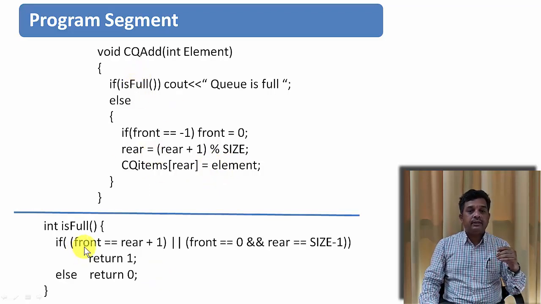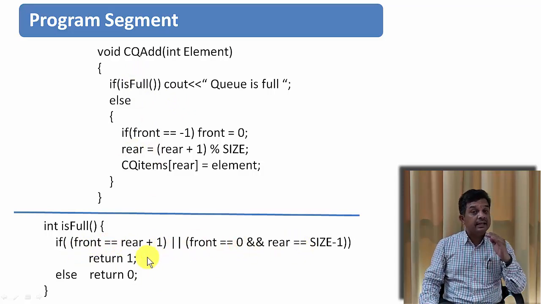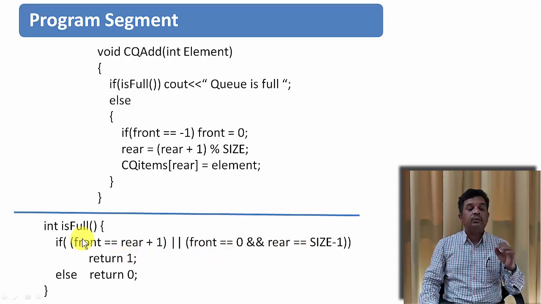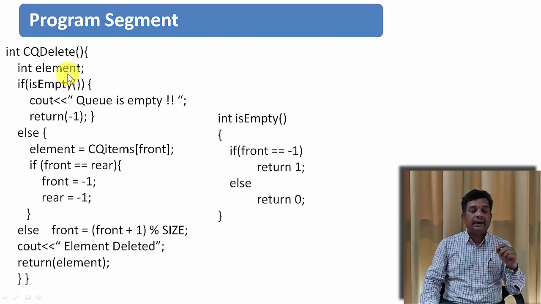And in order to check the queue full condition, we have already seen front equal to rear plus 1 or front equal to 0 and rear size -1. Under this condition only it will return 1 to indicate the queue is full, otherwise the queue is empty.